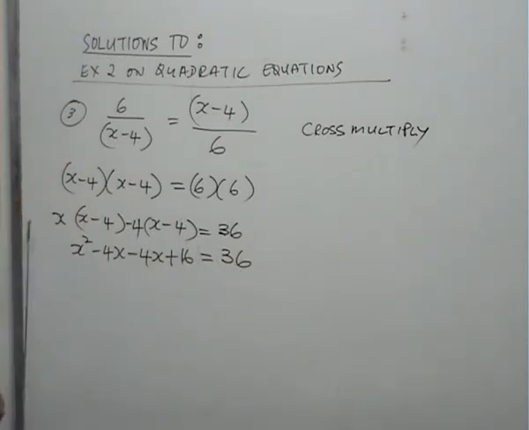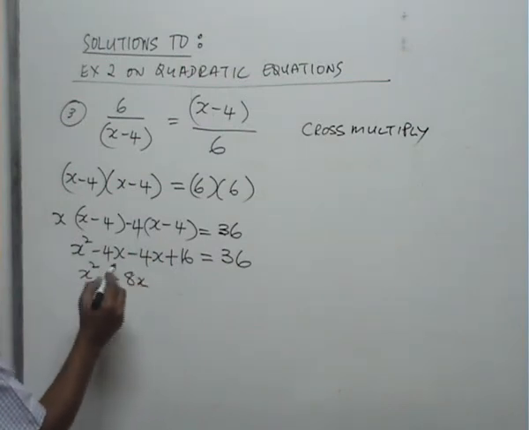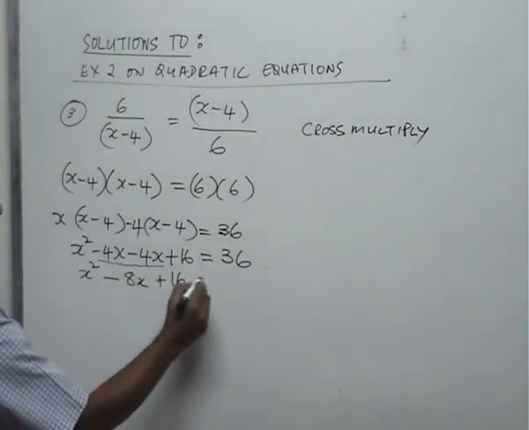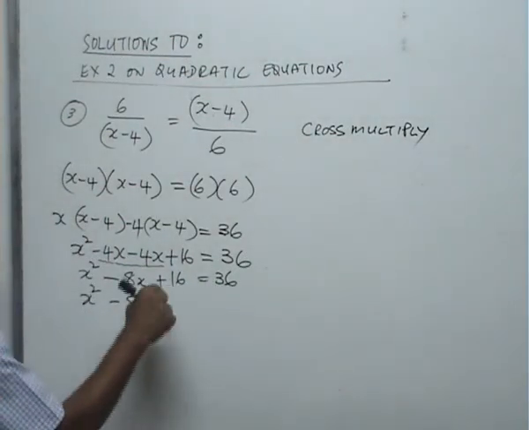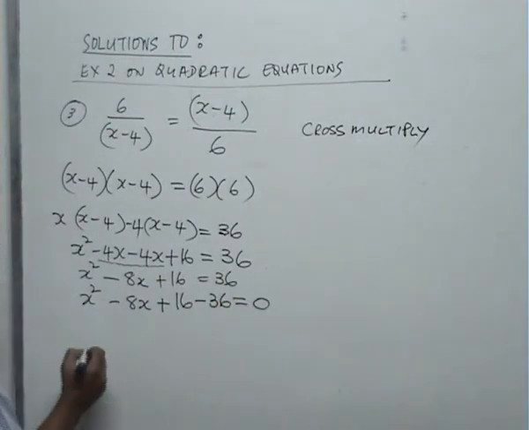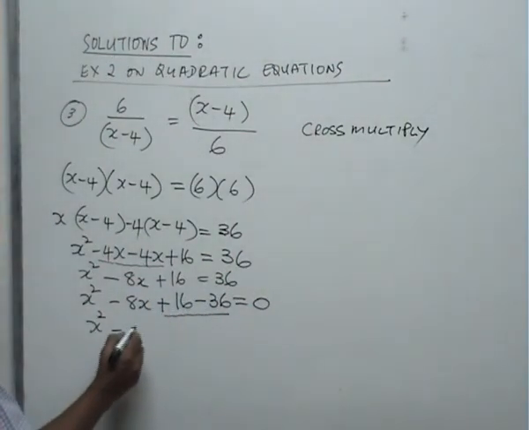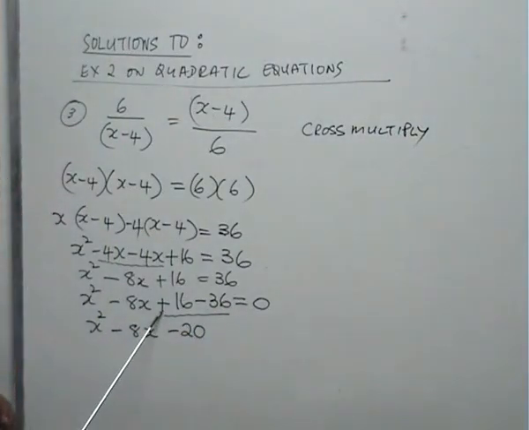Now, if you forgot your products, go and watch the DVD on products. X squared minus 8x, you see, we are adding these 2 now. We are adding them up. Minus 8x plus 16 is equal to 36. Now, we want to bring the 36 on this side. So it will become minus 36. And now these two can be added, you see. X squared minus 8x minus 20. You put that in your calculator. Plus 16 minus 36, you get minus 20 is equal to 0.